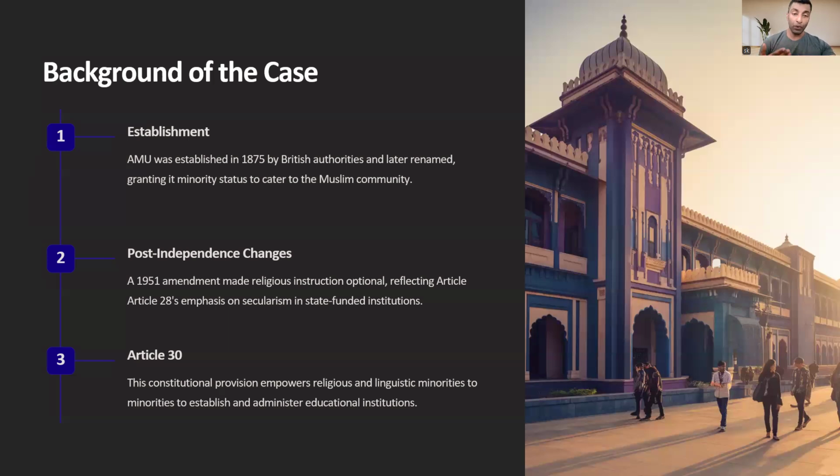Now, if you look at the post-independence changes, after independence a significant amendment in 1951 brought about changes in how religious instruction was provided in Aligarh Muslim University, making it optional. This change was rooted in Article 28 of the Constitution, which states that institutions funded by the government cannot enforce religious instruction. That underscored the secular nature of state-funded institutions. So let's move on to the next slide.